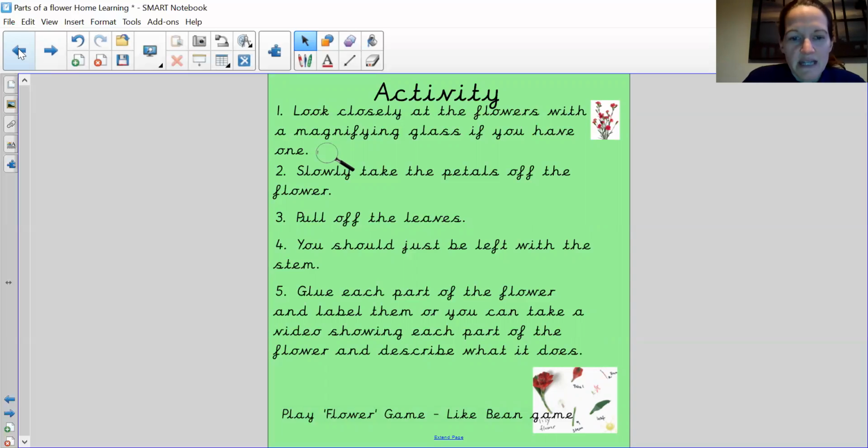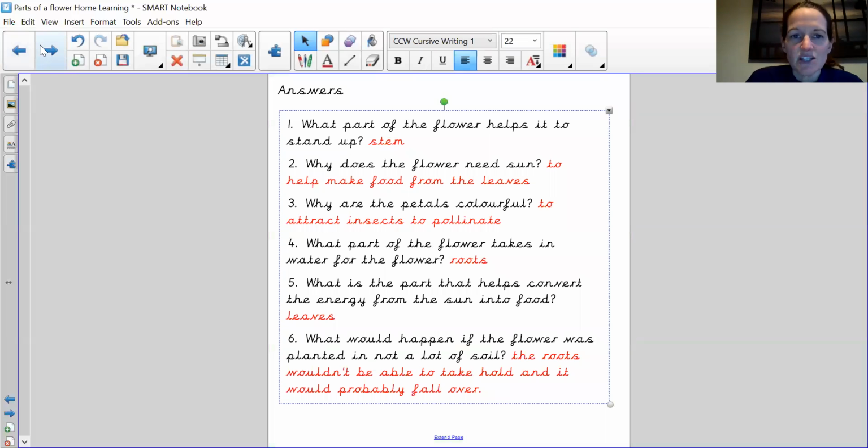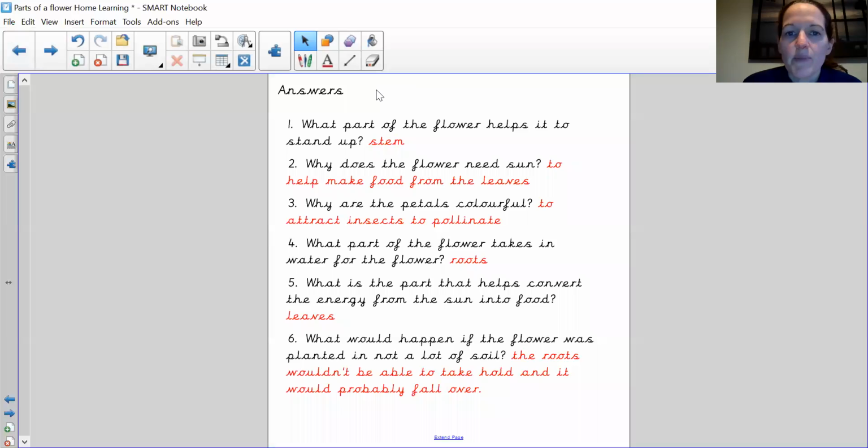Okay, now, if you have answered the questions, then I'm going to just go over the answers. So if you would like to look at the questions as well, then you can pause the video, but the next slide now, I'm going to go over all the answers, okay? So, number 1, what part of the flower helps it to stand up? Well done if you said the stem.